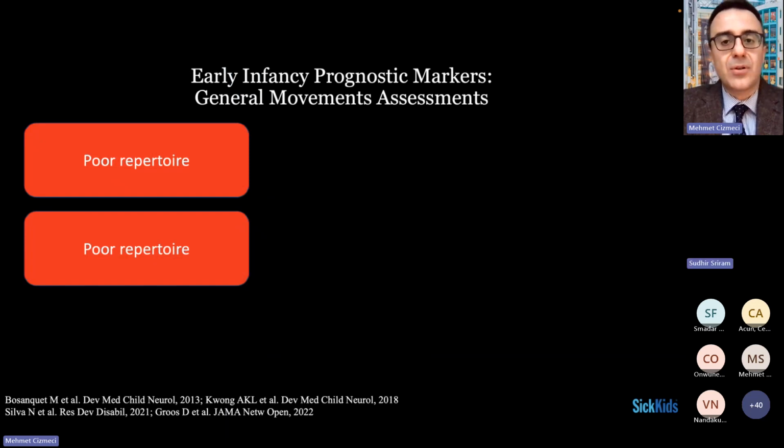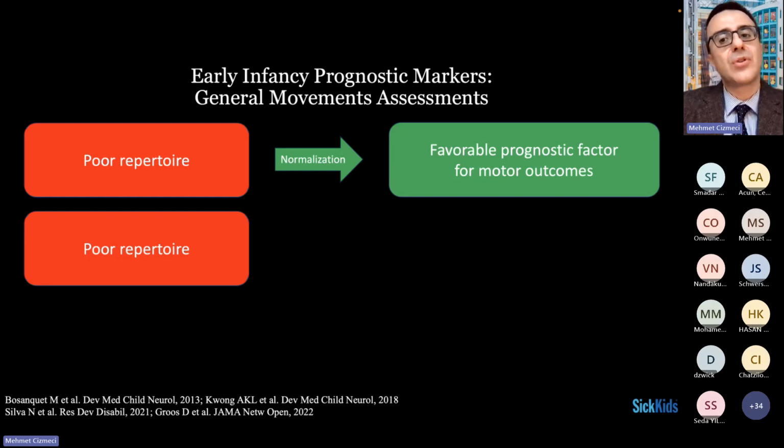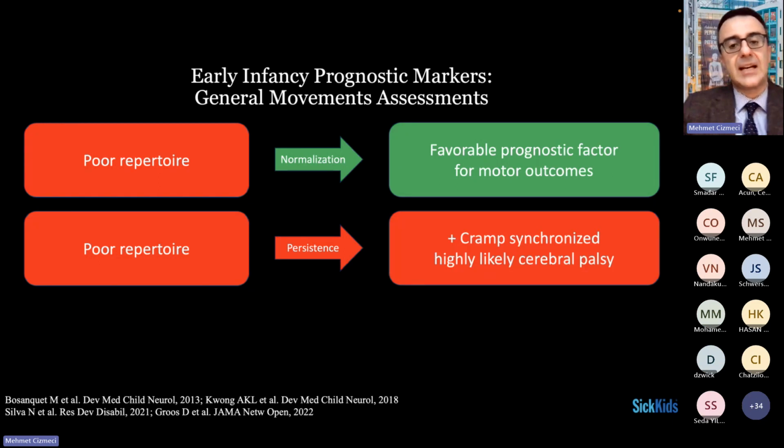And another early infancy prognostic factor is the general movement assessment. Babies with hypoxic ischemic encephalopathy almost always present with abnormal GM assessment. That's poor repertoire that we see early in the course. But then if it normalizes, it is one of the favorable prognostic motor factors that we consider. And if the poor repertoire persists, and especially in the fidgety phase, if it's accompanied by cramped synchronized movements, then it tells us that the baby is in a highly likely category to develop cerebral palsy.